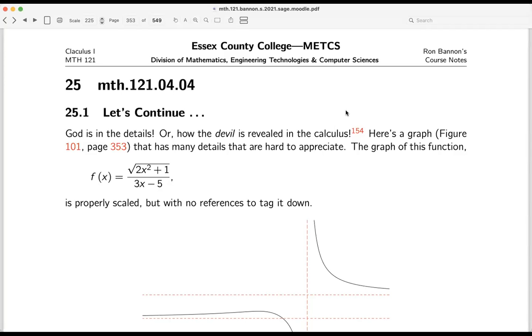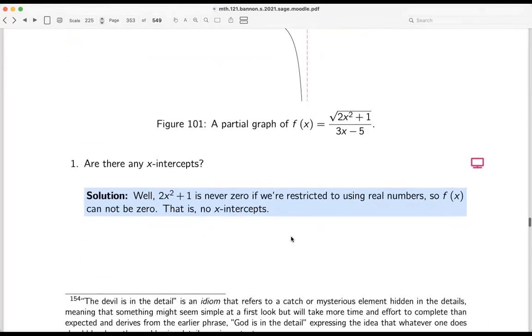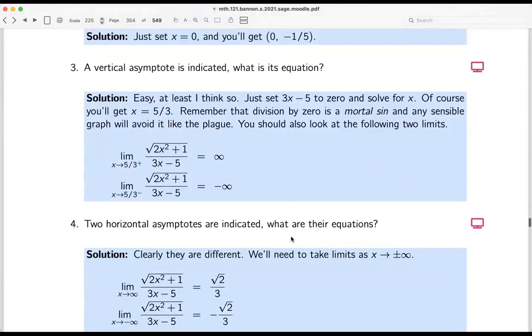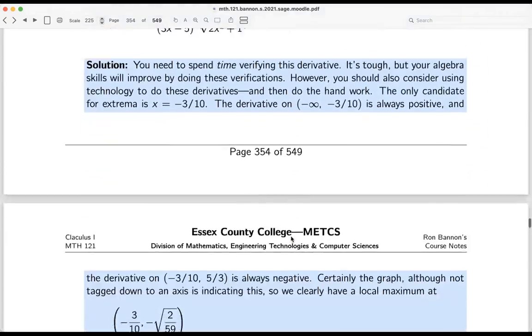Okay, we're in section 25 of the notes. And this says, let's continue. I guess let's continue with what we've been doing, which is essentially pre-calculus and then using the first and second derivative to refine the picture. They give me a function, they give me a picture, and then they're going to ask a series of questions about this picture, ones that we should be well aware of at this point.